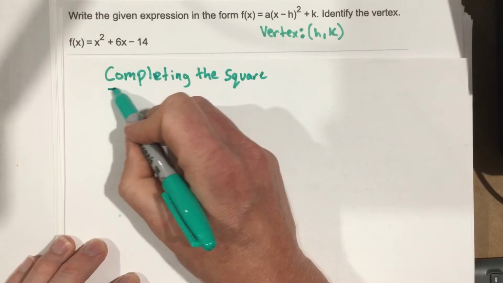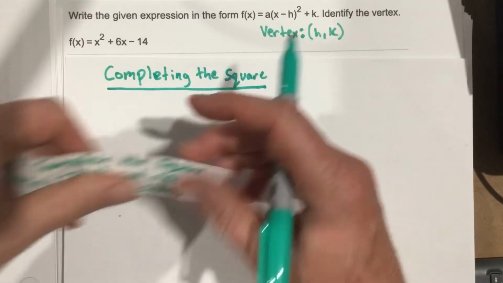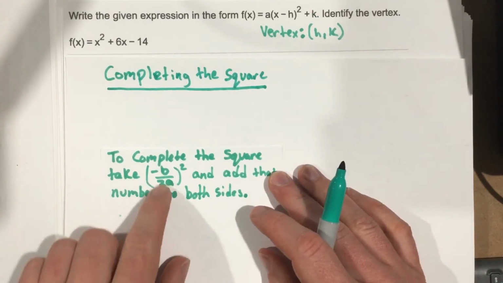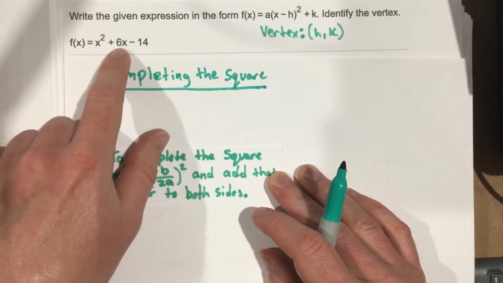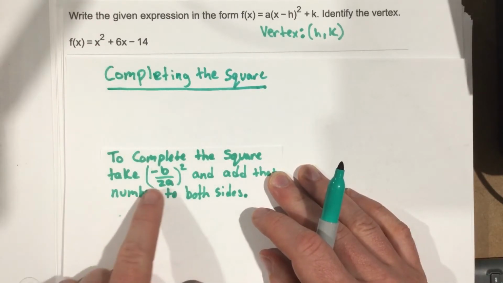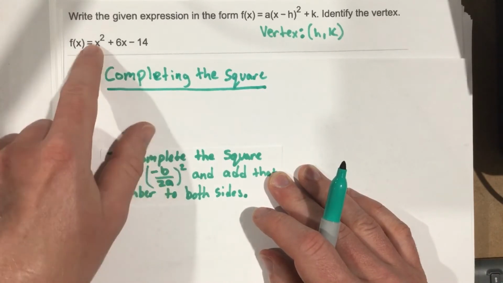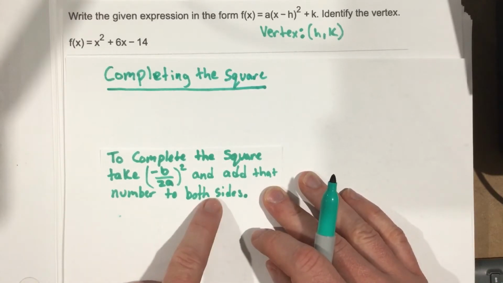So, completing the square. How do we do it? Well, to complete the square, take negative b divided by 2a and square it. So remember, this is a, b, and c. We want to take the middle term, throw a negative on it, divide by 2 times the leading term, which is a, square it, and add that number to both sides.